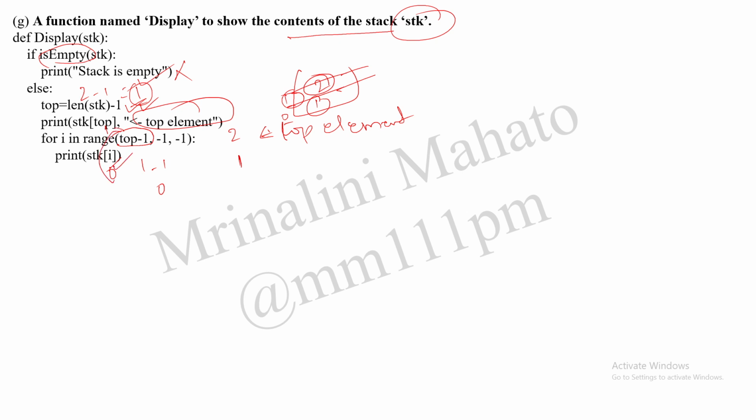Again it will come to the range function, top minus 1. Now the top value is 0. 0 minus 1 will come to minus 1. So the end of the range is given as minus 1, so it will terminate the loop, because whenever the last end value is given, it will not display. Just before it, it will display. Okay. So that is why 2 and 1, and our data is also 2 and 1, like this it will display.